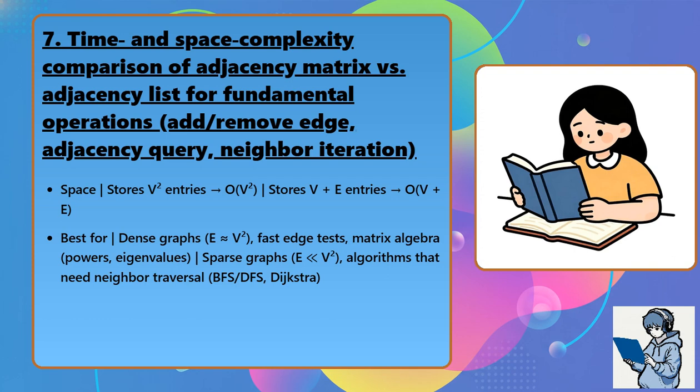The matrix is best for dense graphs, with edges approximately V squared, fast edge tests, and matrix algebra such as powers and eigenvalues. The list is best for sparse graphs, with edges much less than V squared, and algorithms that need neighbor traversal: breadth first search, depth first search, Dijkstra.